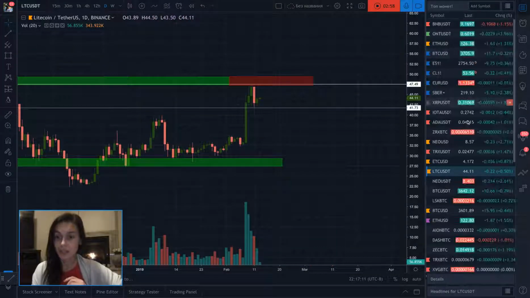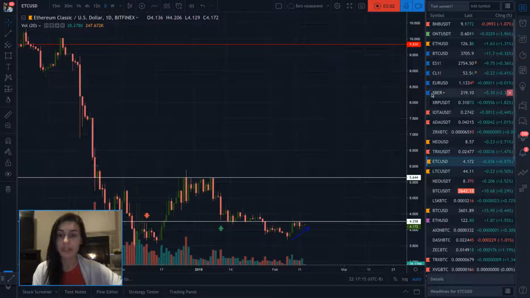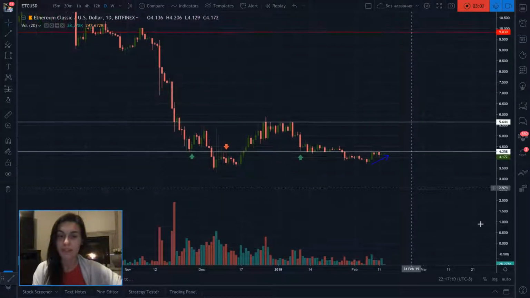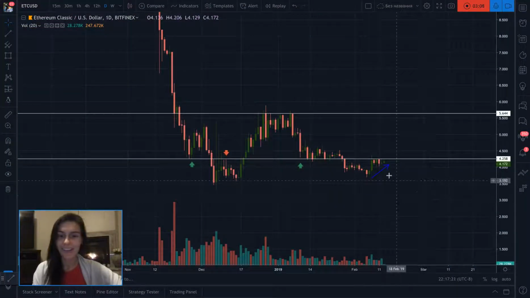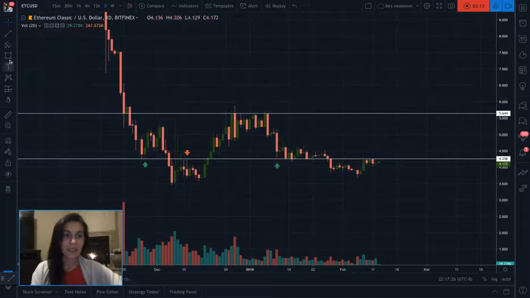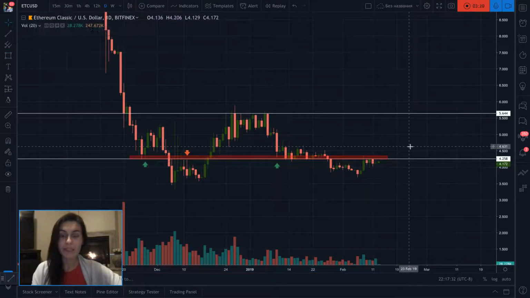So the next chart, I think we will start with Ethereum Classic. Do you guys work with Ethereum Classic? I have no idea if the English public, if the English contract, they are working with it. You see some resistance line over here, and I will draw some zone.